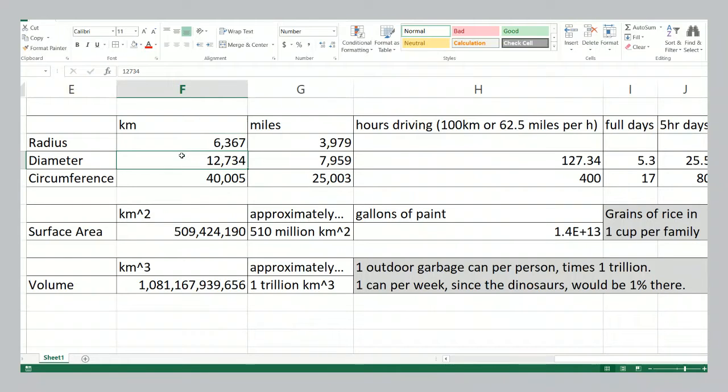The same with the radius and the diameter. These distances are approximate and average because the Earth is not a perfect sphere. The distance from the surface of the Earth to the center is a little bit different in different parts of the Earth. So these are average approximate values.